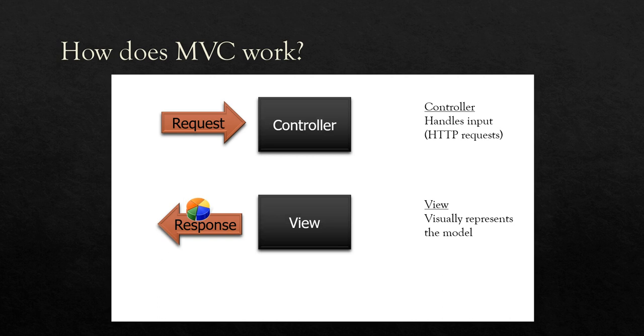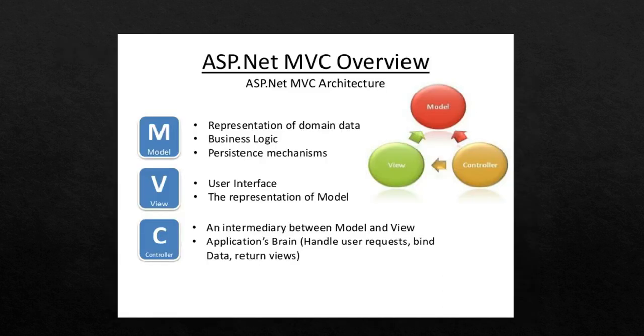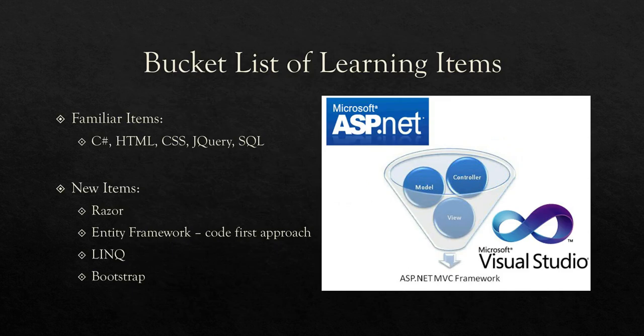So the controller really is like a conductor, I sometimes refer to it. It's the intermediary between the model and the view. It's kind of like the brain of the application: it handles the requests, binds the data, returns the views. The view itself is the user interface and represents the model, and the model is our business logic as well as all the persistent mechanisms and so on. If it seems a little odd at first, it'll make more and more sense as we use it.